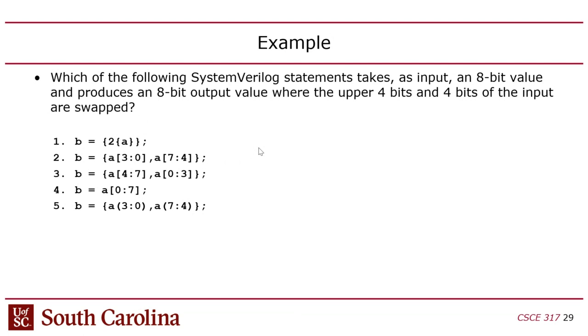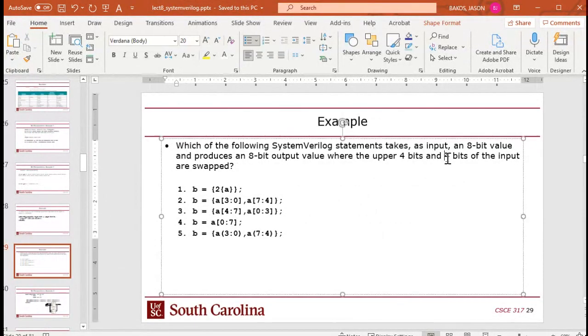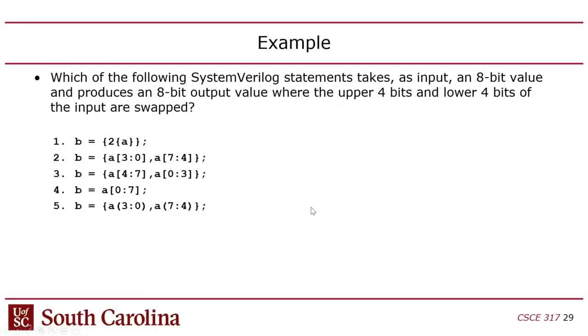And then another example. Which of the following SystemVerilog statements takes as input an 8-bit value and produces an 8-bit output value, where the upper 4 bits and lower 4 bits of the input are swapped? I think there's a typo in there, I'm sorry. So eight bits come in, 8 bits go out, but I want to take the upper and lower 4 bits and swap them. So which one is doing that?